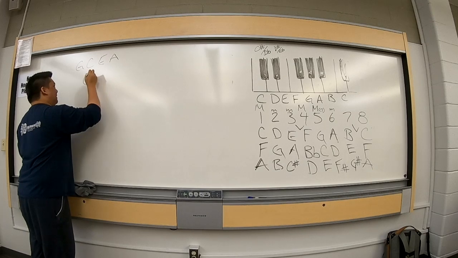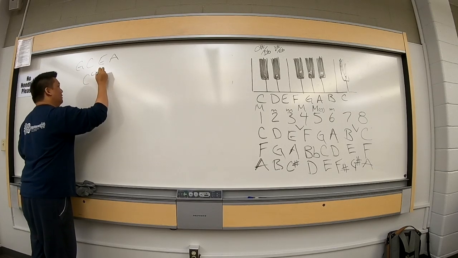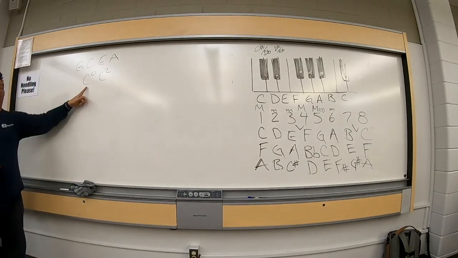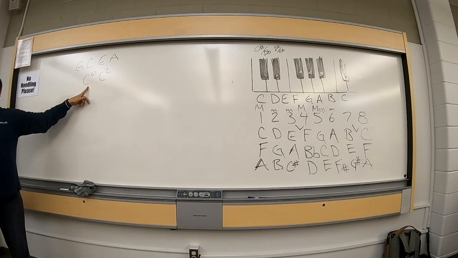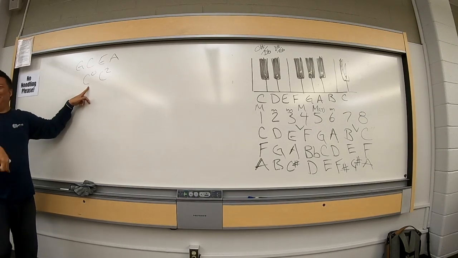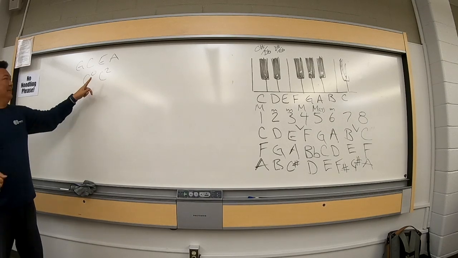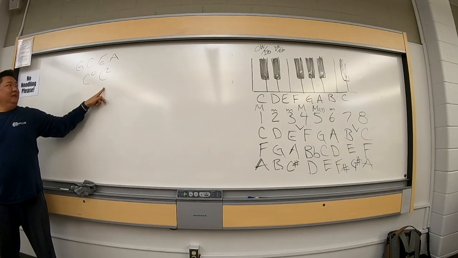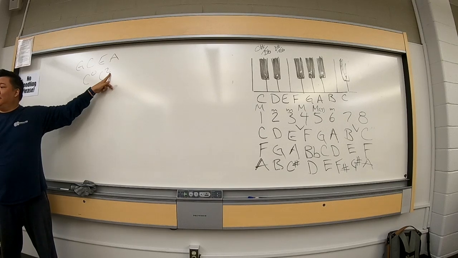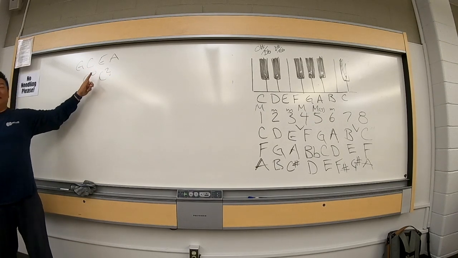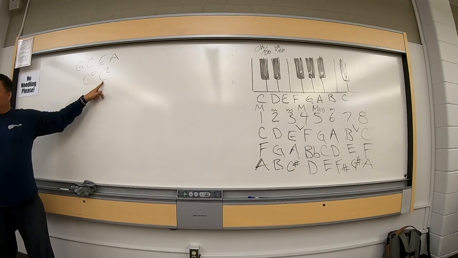My C scale. I'm gonna notate it like this. C open, C2. So that means you're gonna play your open C string, which is that second string from your face. Play C open. Good. This means C string, second fret. C string, second fret. Yep, good.